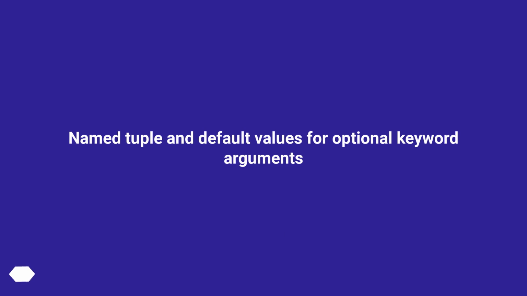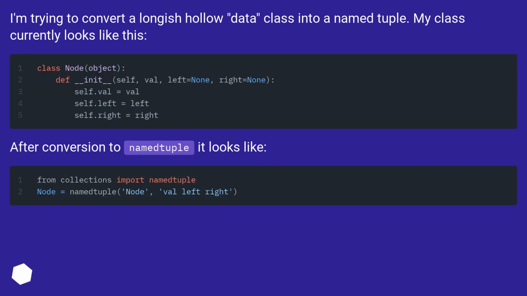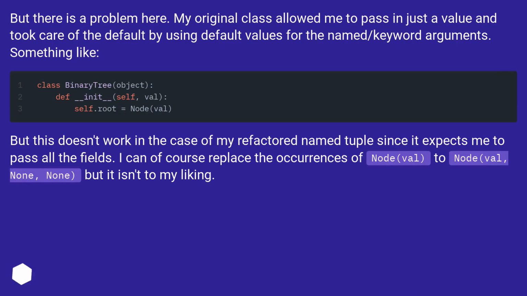Named tuple and default values for optional keyword arguments. I'm trying to convert a longish hollow data class into a named tuple. My class currently looks like this. After conversion to namedtuple, it looks like this, but there is a problem here.